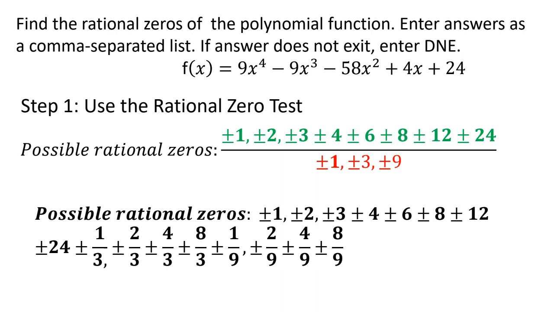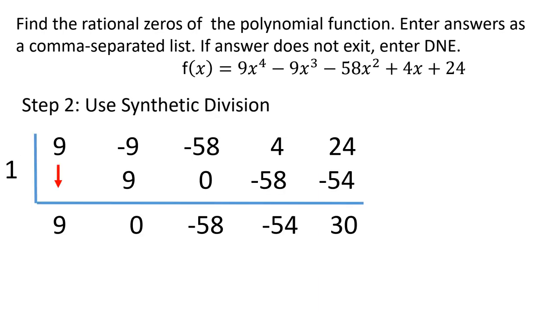But how many should we only have? We should have at most 4. Again, this was a test. This was telling us the possible zeros. So let's start from the beginning. The first one that I'm always going to try is 1. Is 1 a zero for this? We see that we have a remainder of 30, so 1 is not a zero.